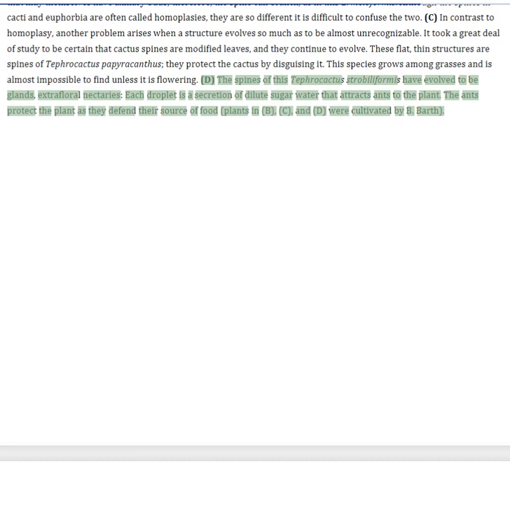The spines of this Tephrocactus stabiliformis have evolved to be glands, extrafloral nectaries. Each droplet is a secretion of dilute sugar water that attracts ants to the plant. The ants protect the plant as they defend their source of food, and were cultivated by Bee Thorn.